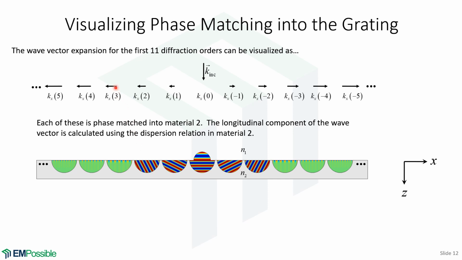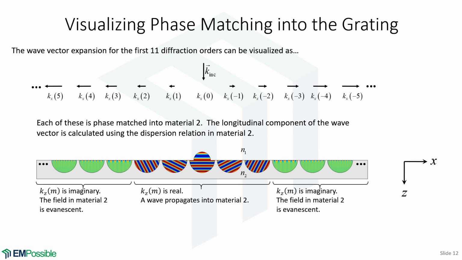Now when the kx components become large enough, that makes the argument inside the square root negative, making the z component of the wave vector purely imaginary. And that's where we get this pure decay away from the interface. So these are evanescent. Those are cut off diffraction orders. They're not transporting energy or power away from the diffraction grating.